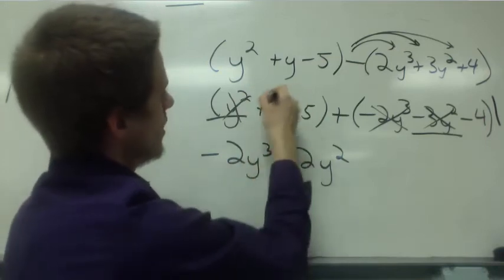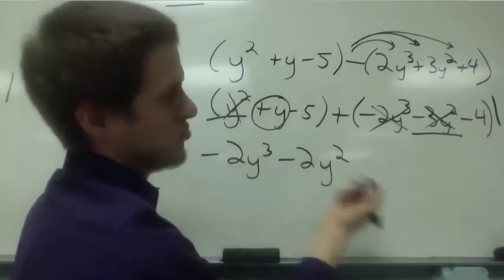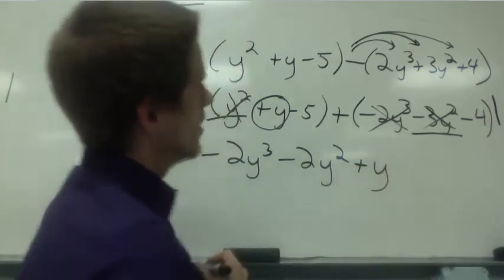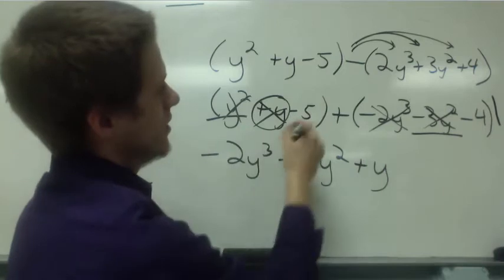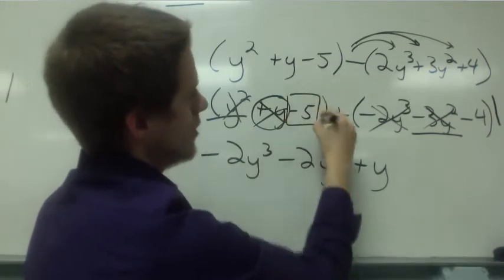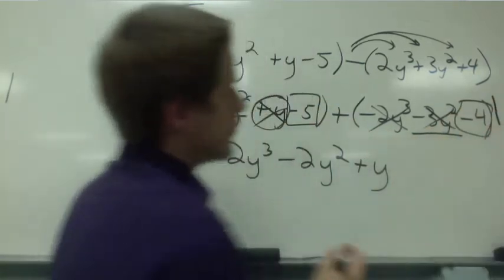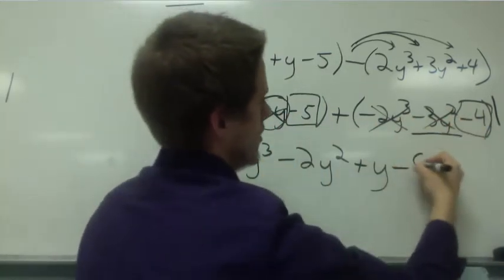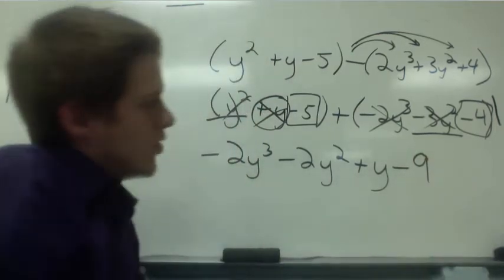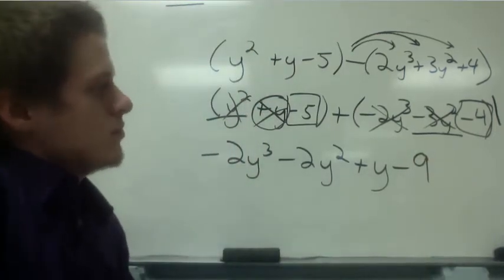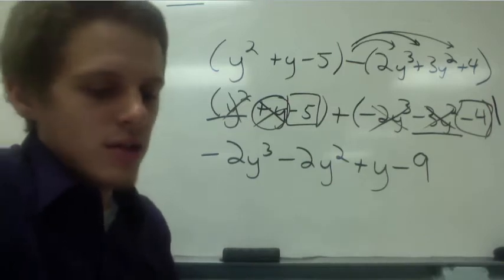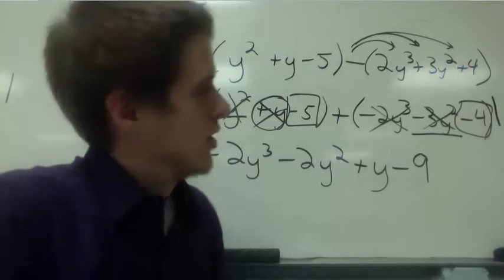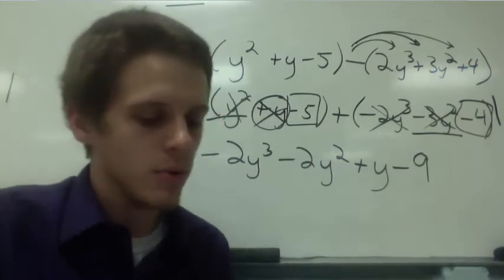Now we've got a positive y. There's no other like terms with that, so it's going to be plus y. And then we've got a minus 5 here, and a minus 4. So negative 5 plus negative 4 gives me this negative 9, or subtracting 9 on the end. You should have gotten that answer. If you're uncomfortable with any of these, please ask a neighbor, try and get some help. I'll be walking around to help you out.